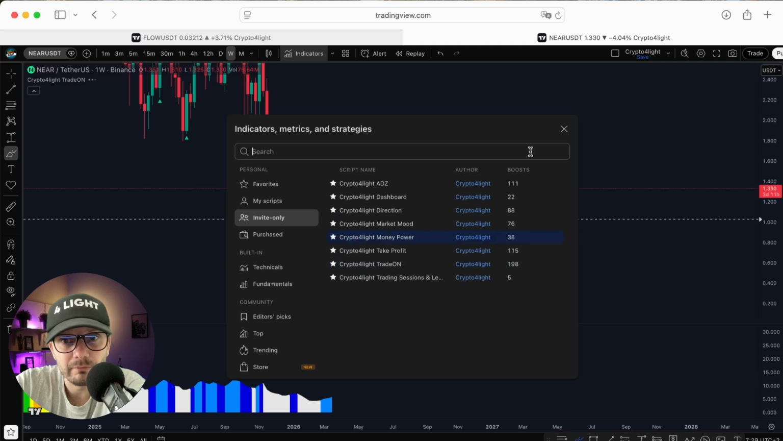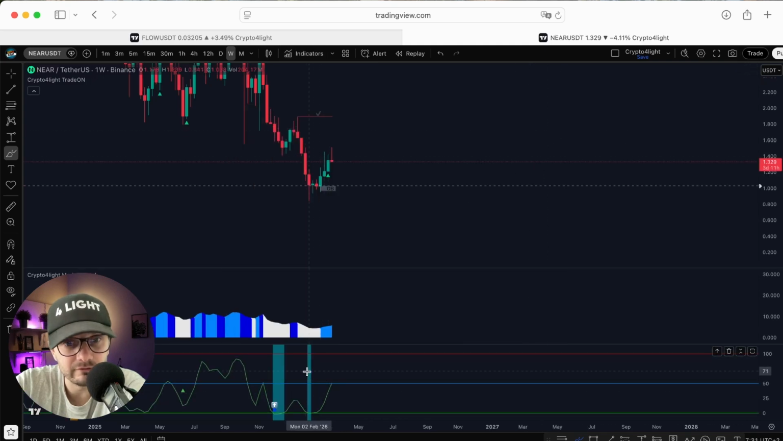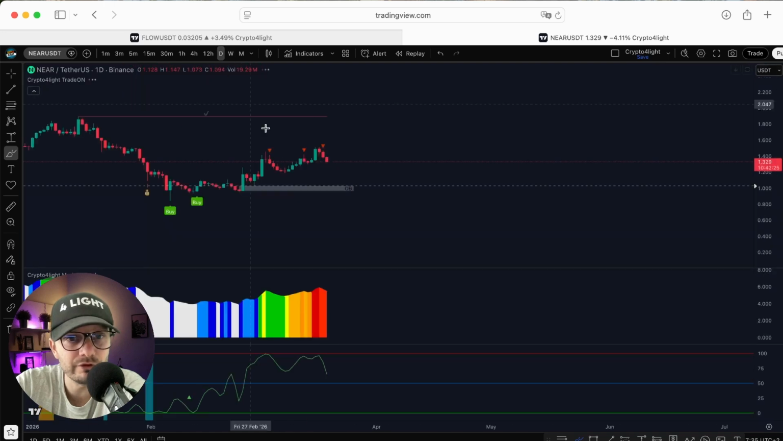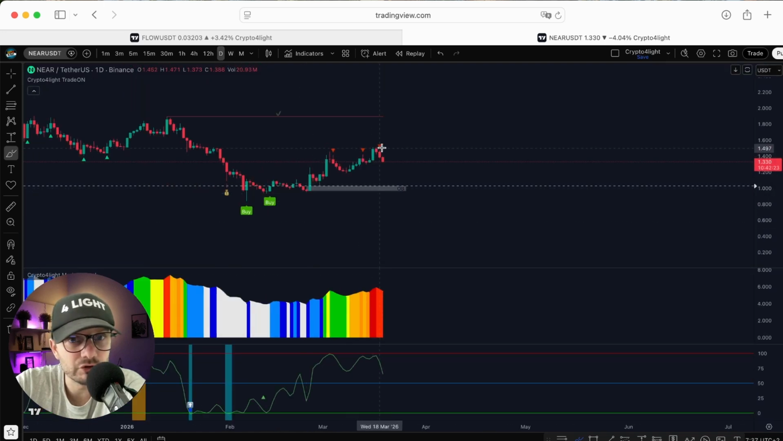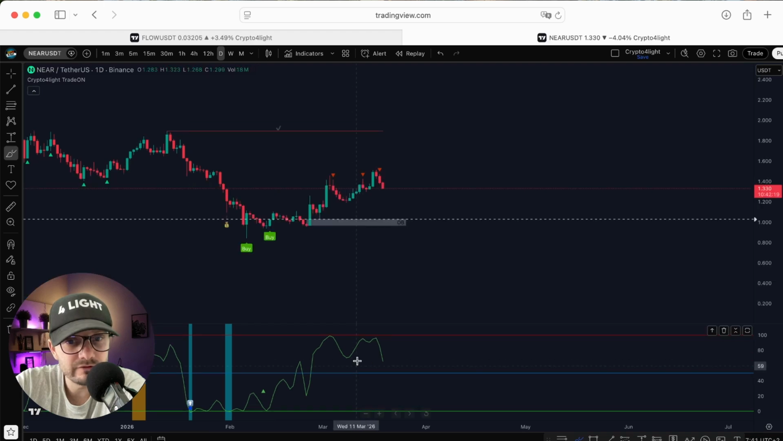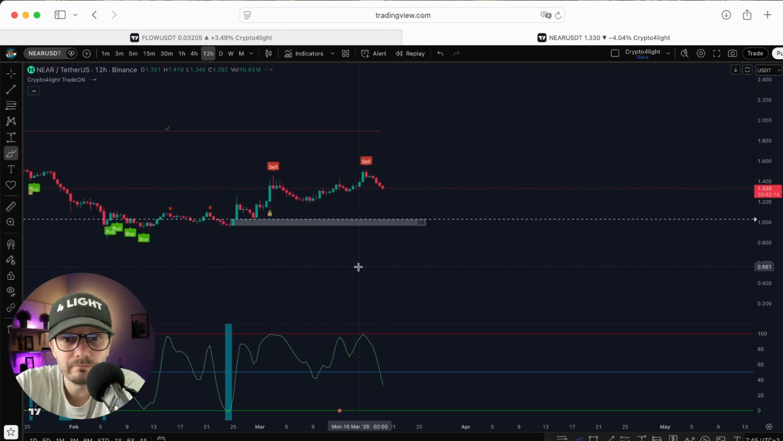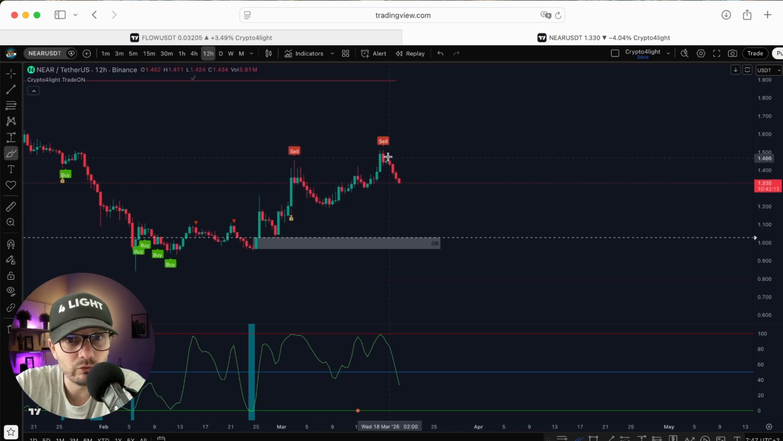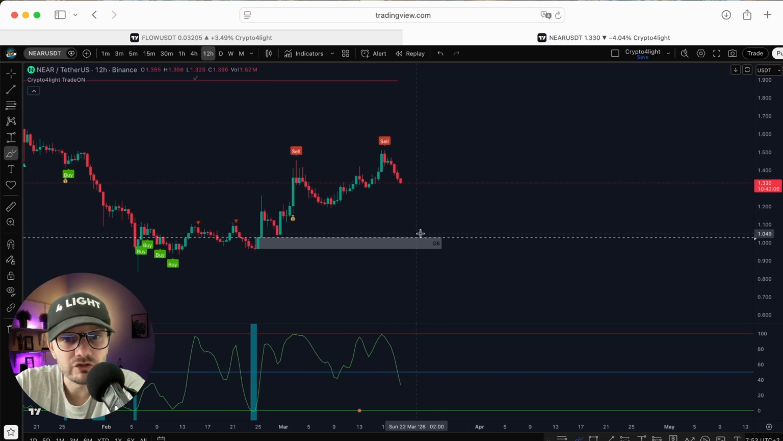Trade on, money power, money in. For investment, of course, here was money in February. Now, trade on recommendation: close position. Market mood, we can close. Money power, no signals for money out, money inflow, nothing. And here, 12-hour time frame sell. Buy, buy, buy. Here was take profit, sell, sell. No, nothing. So add alert.